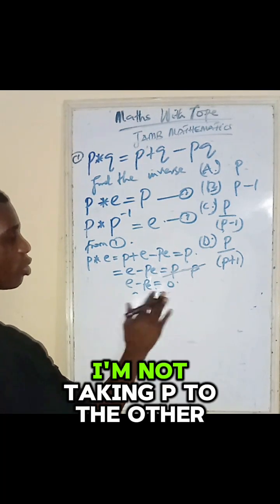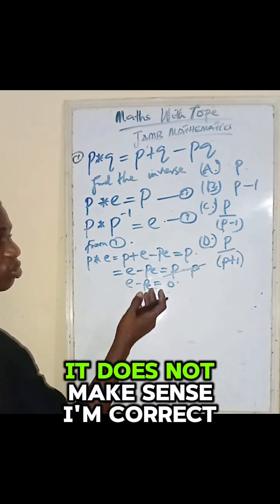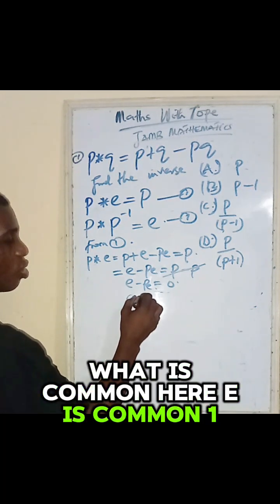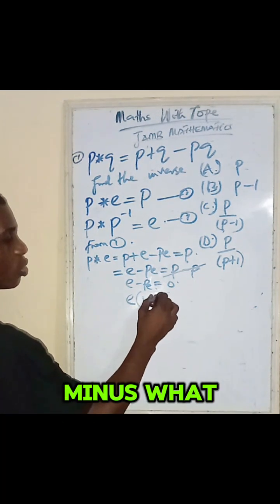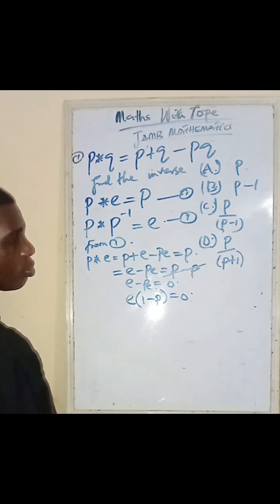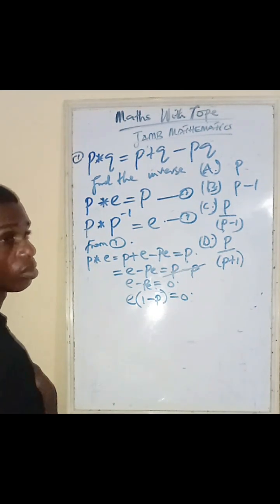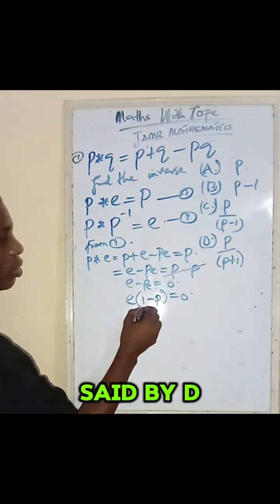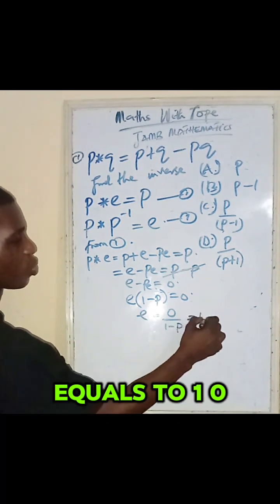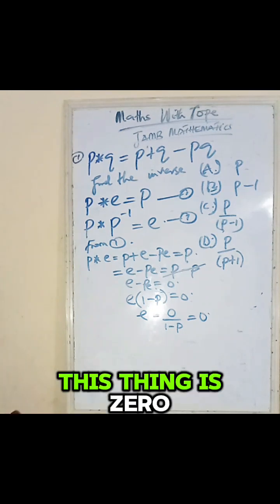No, rather, I'm not taking P to the other side. It will not make sense. What is common here? E is common. E times 1 minus P equals 0. So E is equal to 0 over 1 minus P, which is equal to 0. So the identity element for this operation is 0.